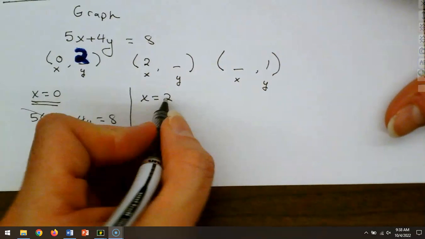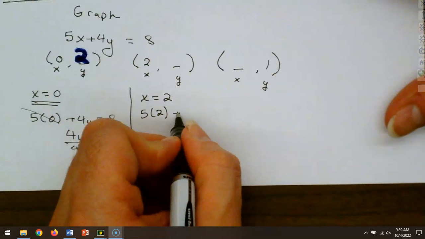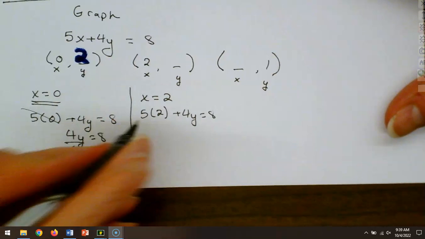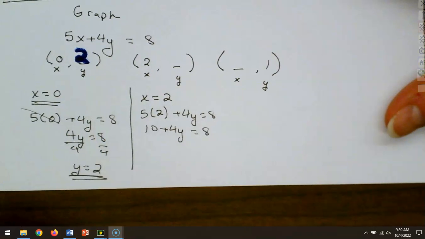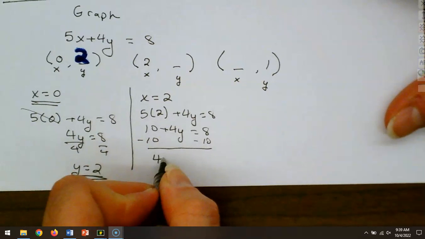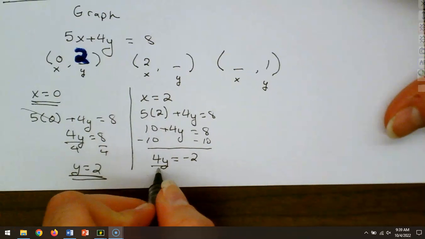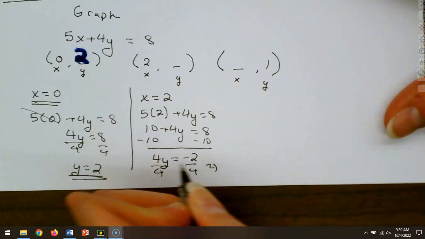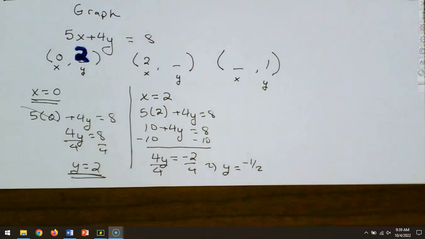If I get a 2 in for x, that's 5 times 2 plus 4y equals 8. So that's 10 plus 4y equals 8. I'll move my 10 over. So 4y equals now negative 2. Divide by your 4. And y now is going to be a minus a half, isn't it?